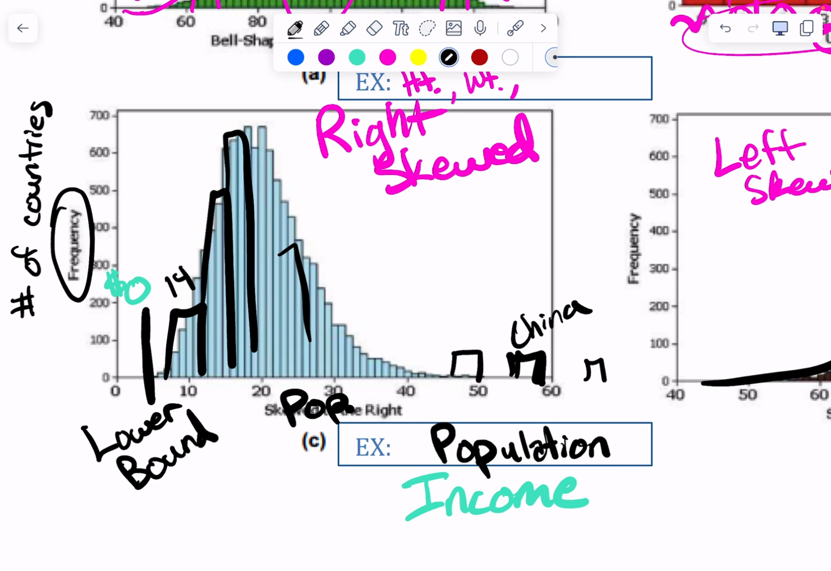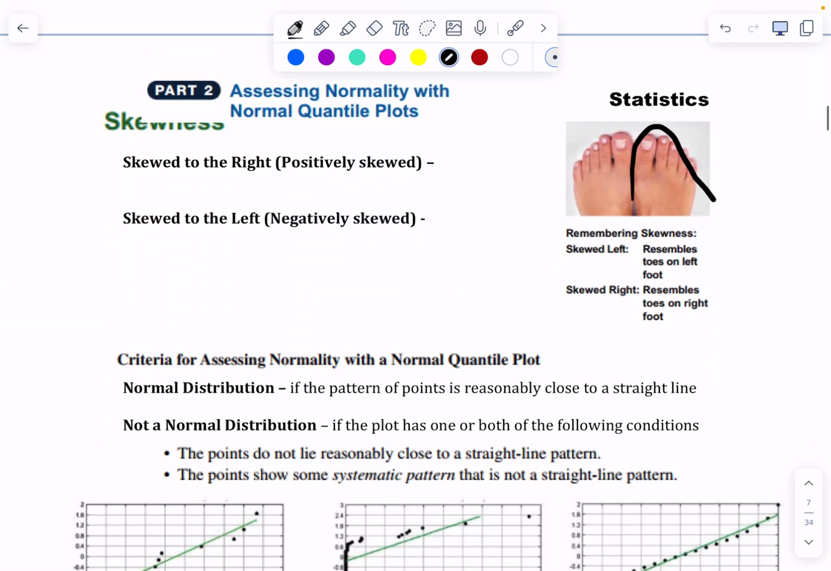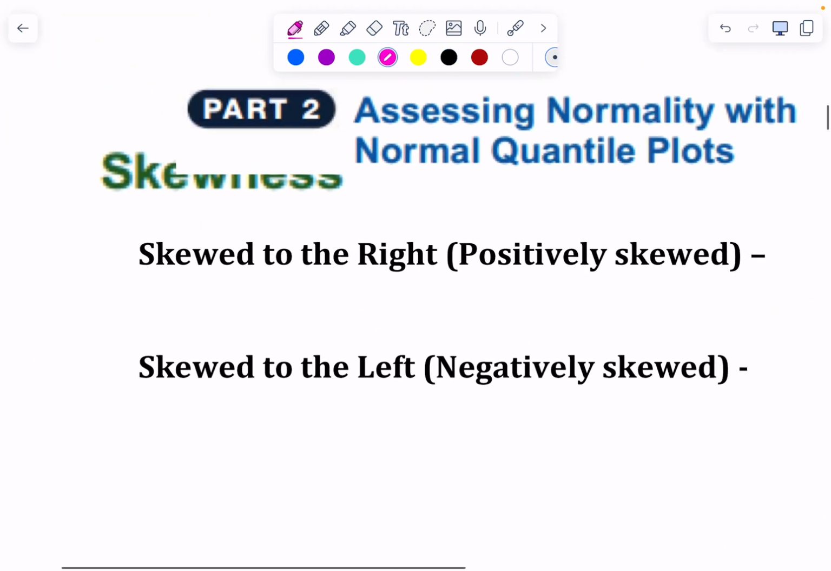Okay, that's one thing that they say. They only give one example. Anyway, questions about when that might take place? Okay, let's go to this right here. Skewed to the right, skewed to the left. Go to the top of the next page.